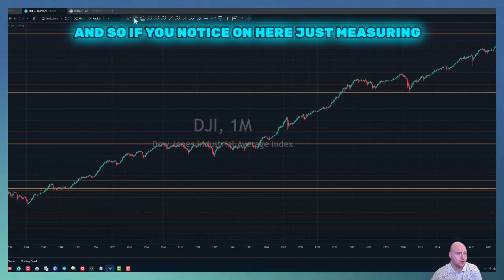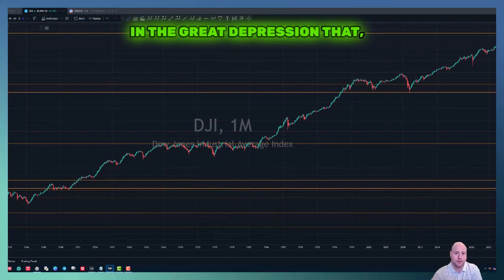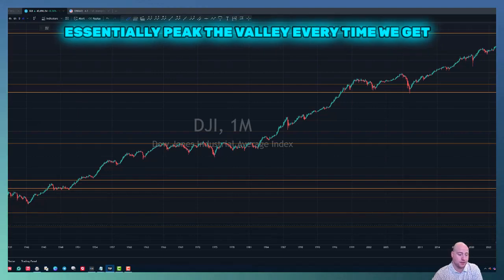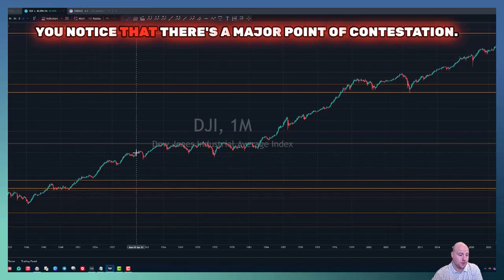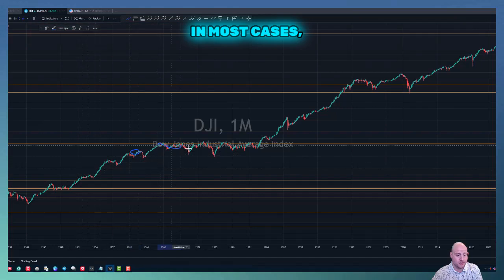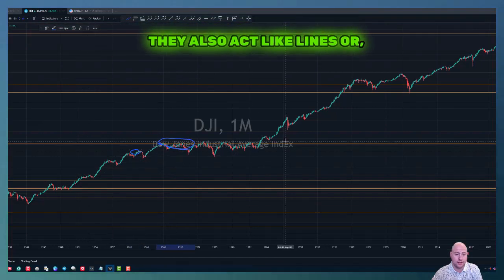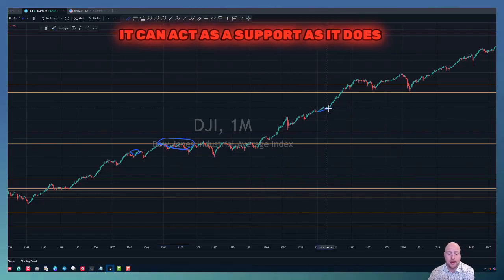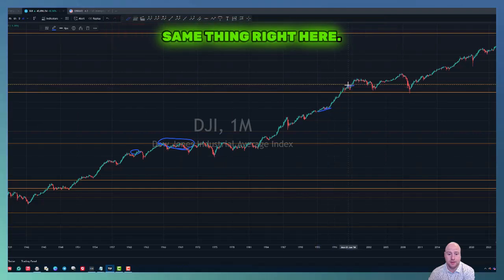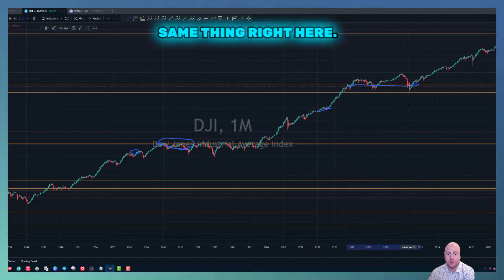And so if you notice on here, just measuring in the Great Depression, that essentially peak to valley, every time we get to our ceilings of resistance, you notice that there's a major point of contestation in most cases. They also act like lines or support levels as well. So once you break above it, it can act as a support as it does right here, same thing right here, same thing right here, same thing right here.